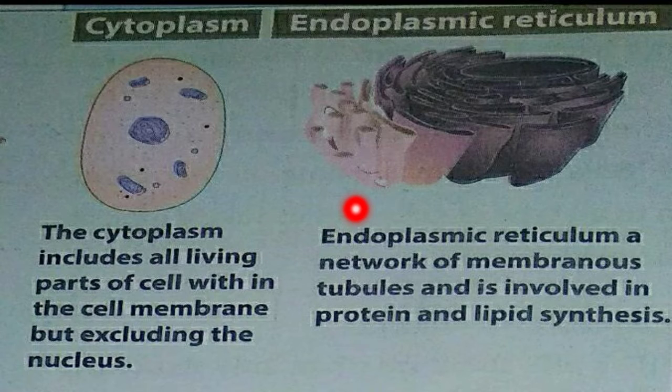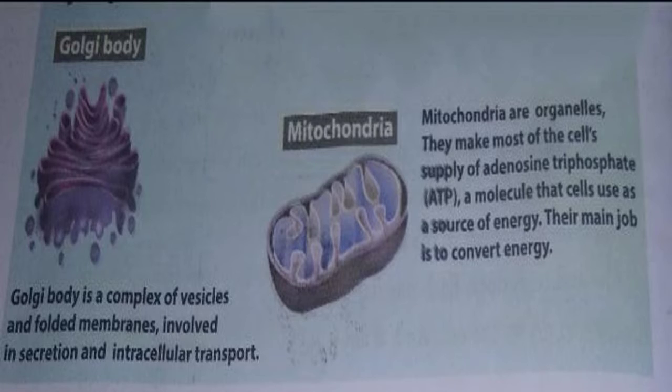Next one is the endoplasmic reticulum. The endoplasmic reticulum is a network of membranous tubules and sacs involved in protein and lipid synthesis. Next one is Golgi bodies. It is a complex of vessels and folded membranes. It is involved in secretion and intracellular transport.